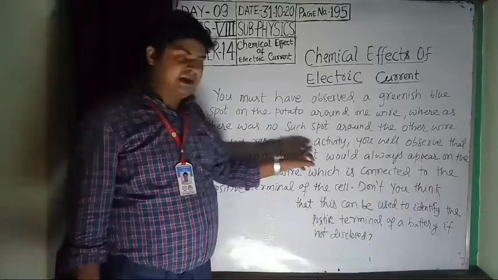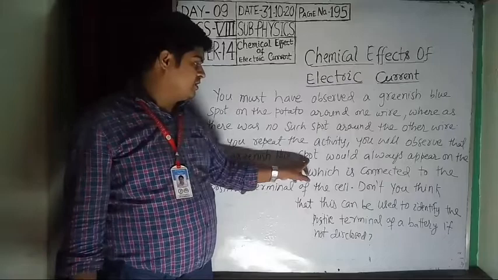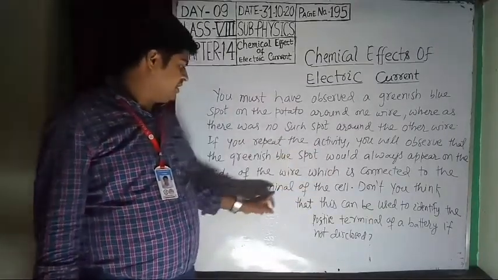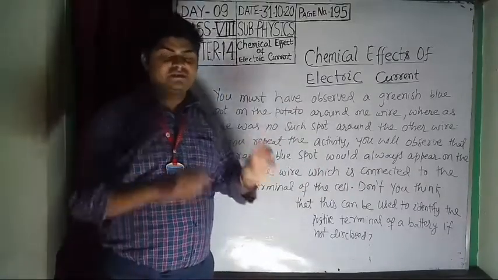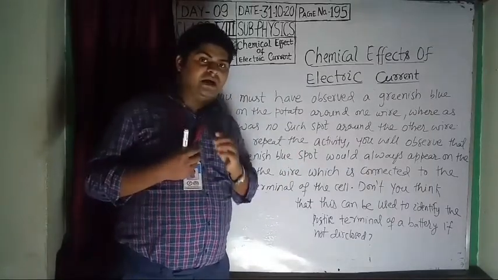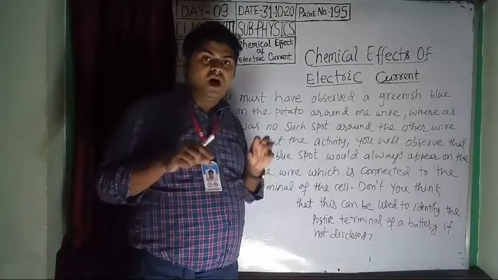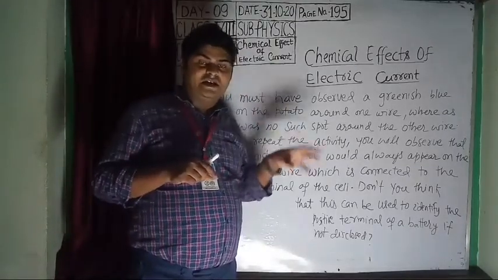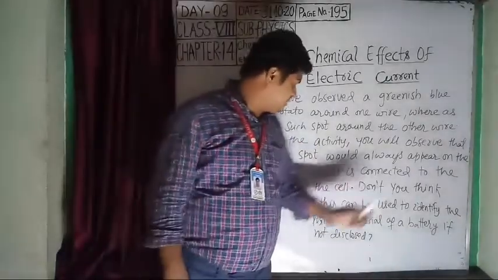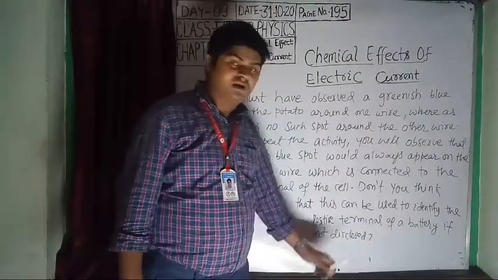If you repeat the activity, you will observe that the greenish blue spot will always appear on the side of the wire which is connected to the positive terminal of the cell. So don't you think that this can be used to identify the positive terminal of a battery if not disclosed?